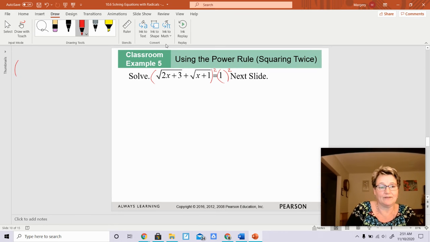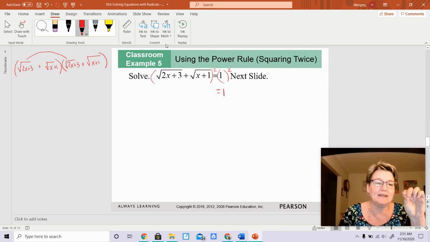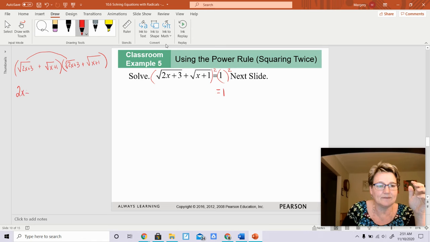So I have the square root of 2x plus 3 plus the square root of x plus 1. And I'm going to multiply it by itself because I'm squaring it: 2x plus 3 plus the square root of x plus 1. This is not a pretty problem. This side's easy. It's just 1. So I'm going to multiply these two together. Because I multiplied them together, basically I'm squaring it, so whatever's under it comes out. That's no big deal. Then I'm going to take this and multiply it here.